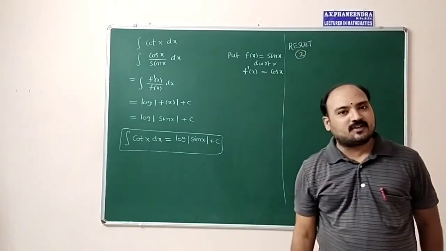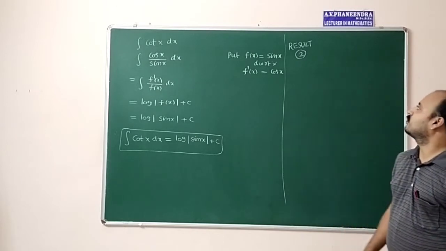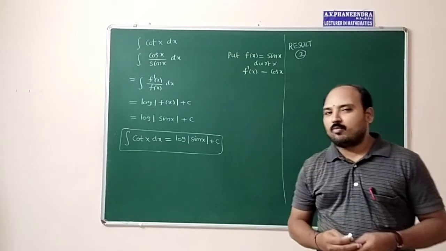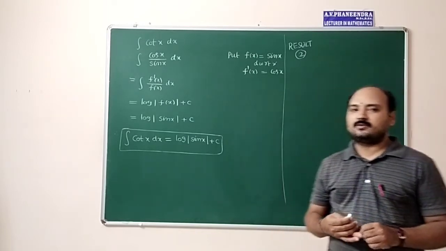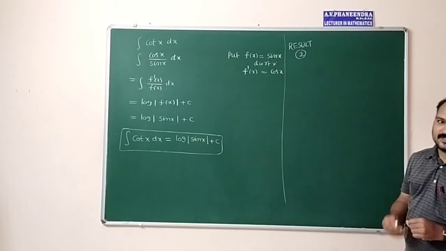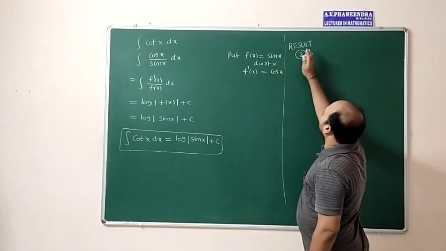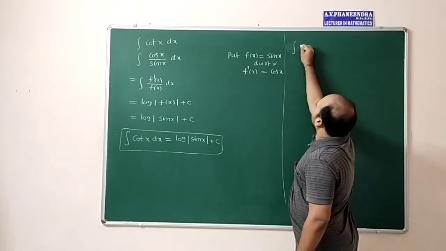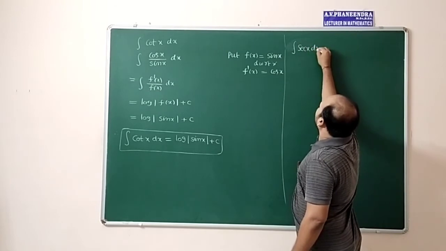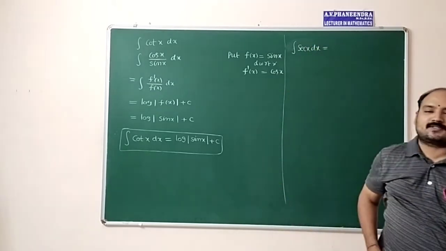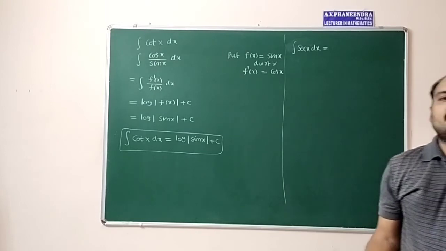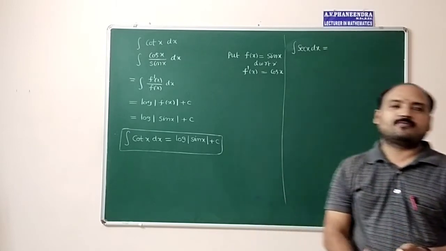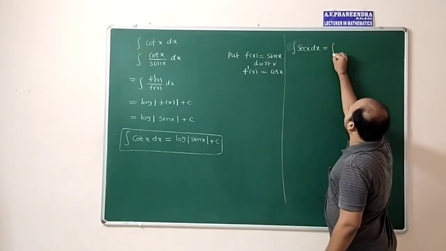Just now we discussed result 1. In result 1, I want to explain two more formulas. For result 1 only I will explain, because those formulas are also important. Integral secant x dx. How to evaluate integral secant x dx? They will say that integral secant x dx is log mod secant x plus tan x. How does it come? Observe that carefully.